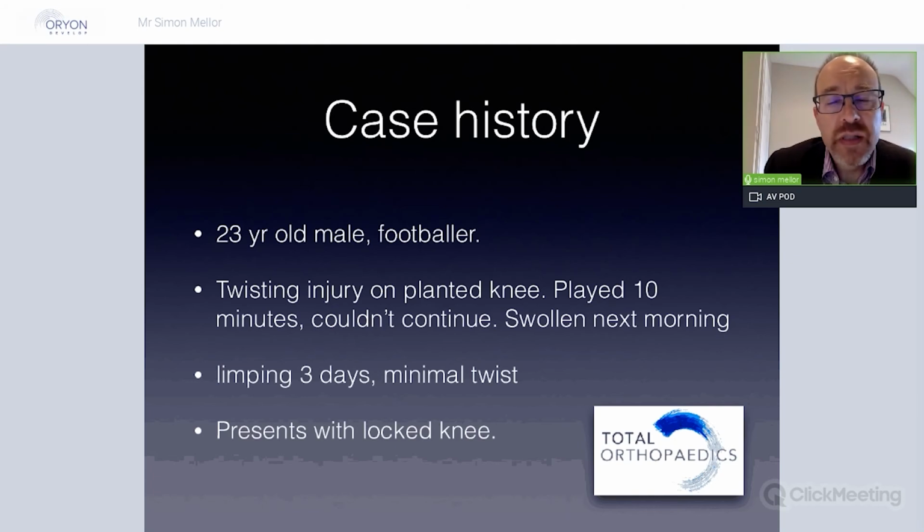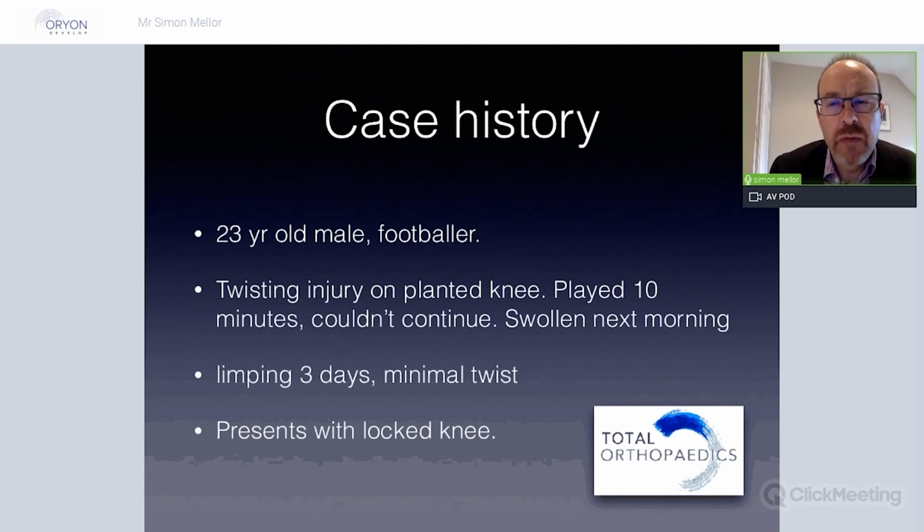A lot of people with a simple meniscal tear will be limping for 3 or 4 days, and even minimal twisting will be painful. And occasionally, as with the bucket handle tear, if a large meniscal fragment is displaced out of position, it can result in locking of the knee.